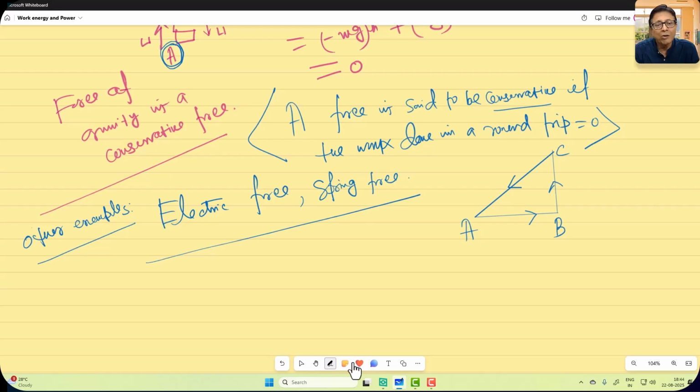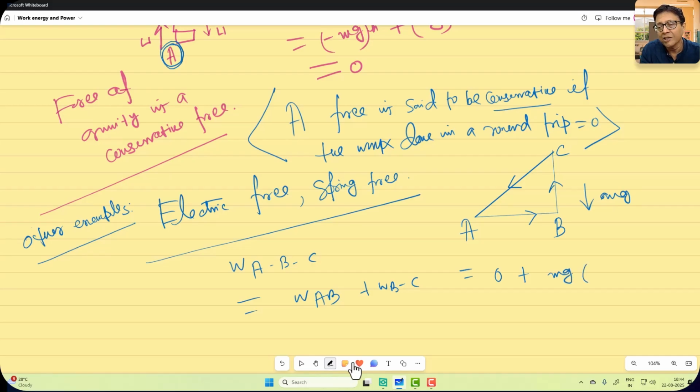Why? Because work done in this path ABC is how much? Work done in AB plus work done in BC. So work done in AB is what? 0, because gravity acting vertically downward, and this displacement is perpendicular to the force, it has no component. Work done in BC is what? External agent doing work or gravity, whatever you assume, that gravity, mg into minus h, if h is the height.